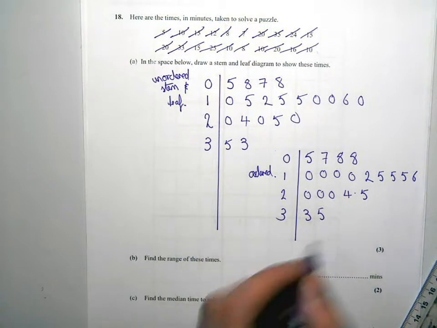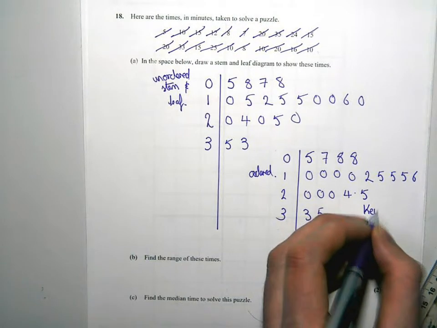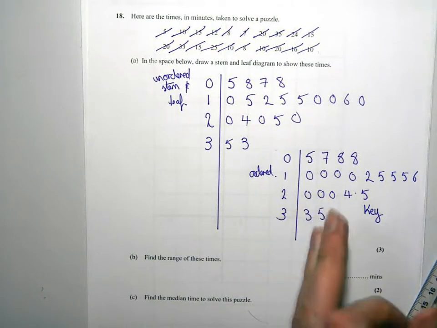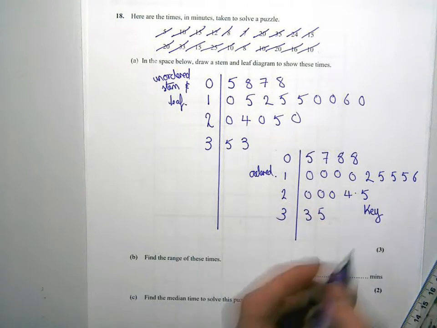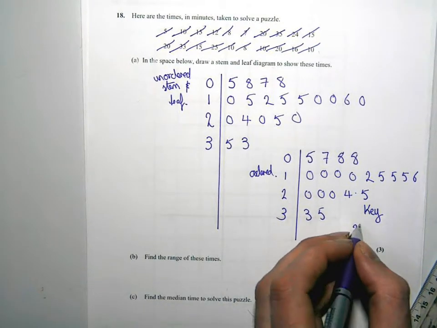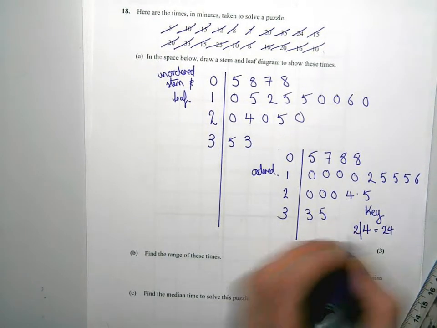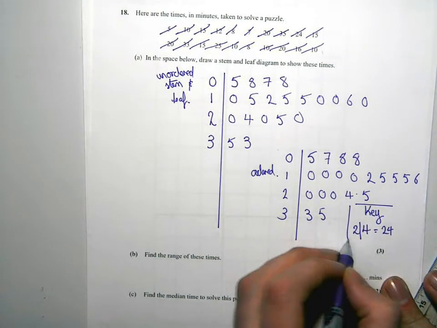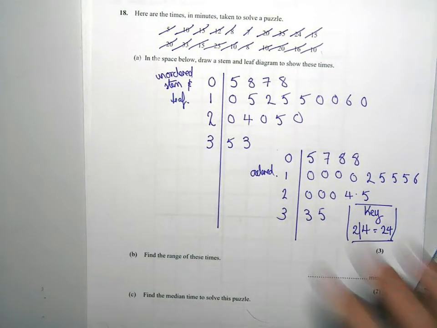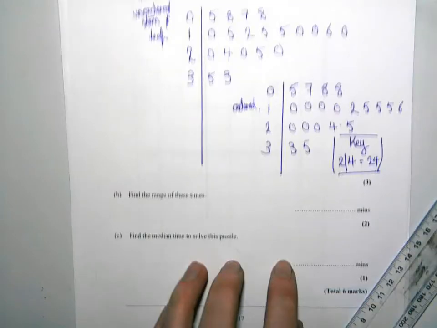So that's all good. Last thing we need is a key. Every stem and leaf diagram needs a key, so that if anyone's reading it, they know what's going on. It doesn't matter what number we use. We go with 24 maybe. 2 line 4 means 24. You always need one of these. You'd lose a mark without a key. So we've got a key there. So that is our stem and leaf diagram done.